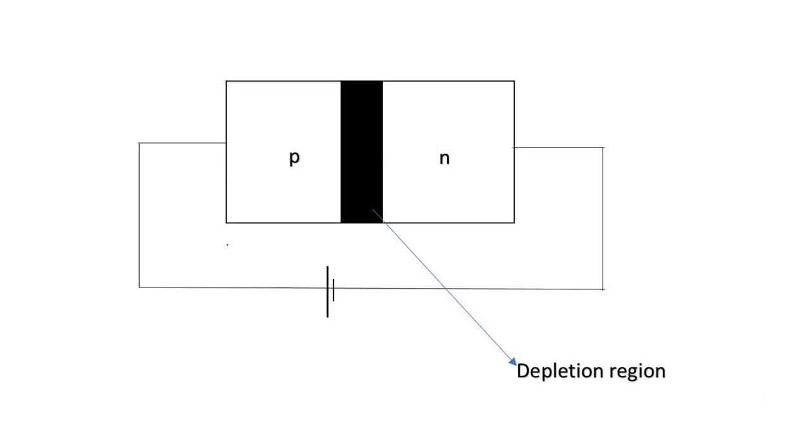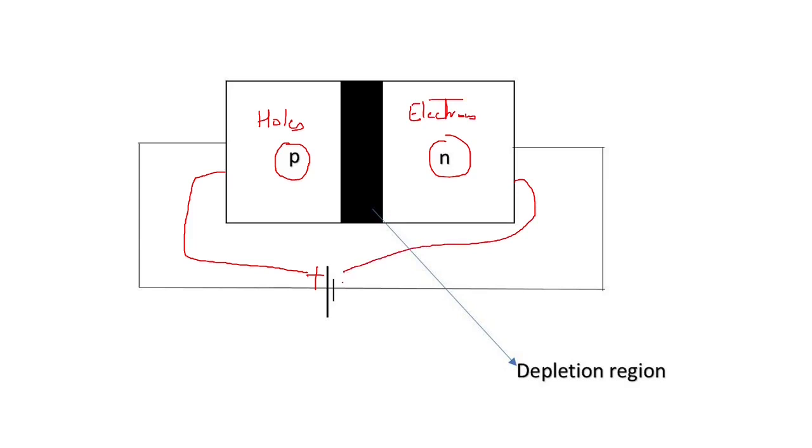So here you can see the p-type semiconductor, where holes are the majority charge carriers, is connected to the positive terminal of the battery, and the n-type semiconductor, whose electrons are majority charge carriers, is connected to the negative terminal of the battery. If this is the connection, then the PN junction is in forward bias condition.